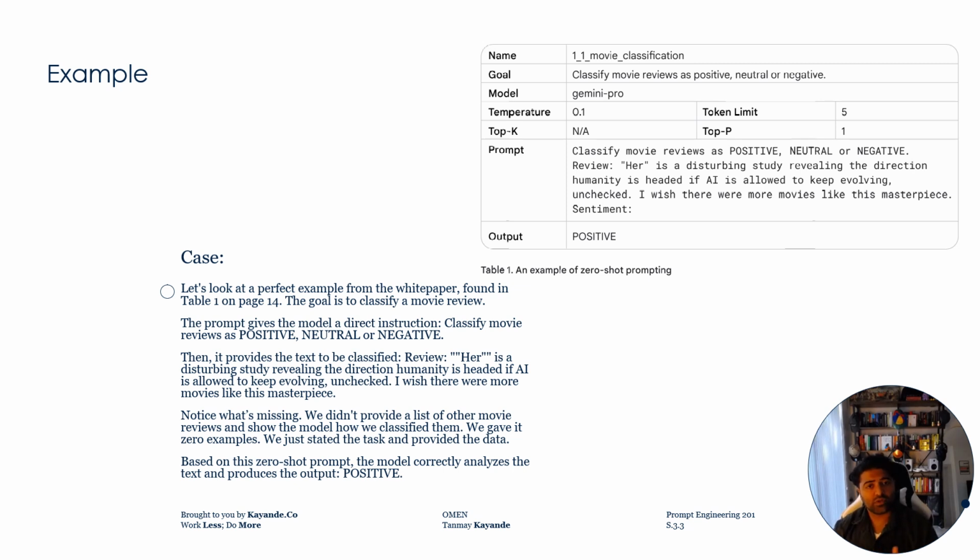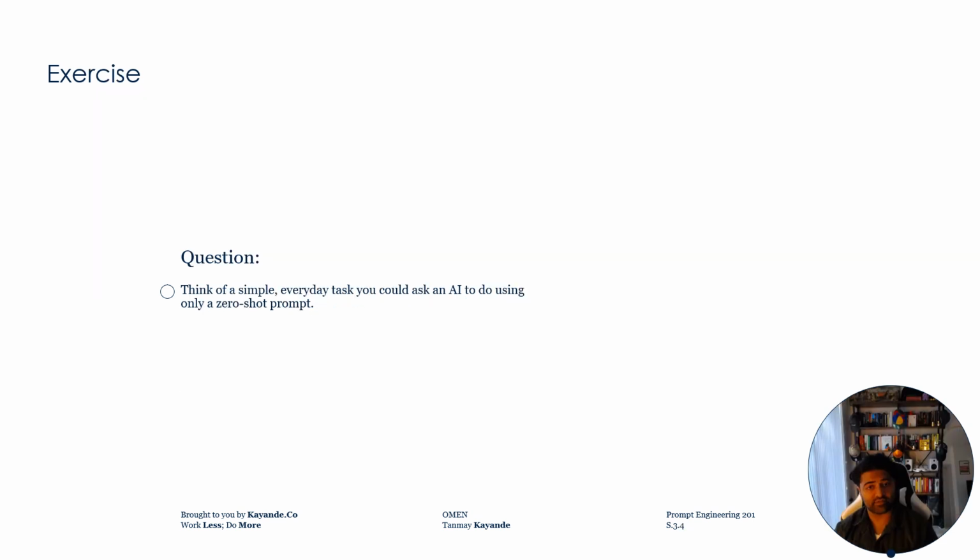And you'll notice what's missing here. We didn't provide a list of other movie reviews or show the model how we classified them. We gave it 0 examples. We just stated the task and provided the data. Based on this zero-shot prompt, the model correctly analyzes the text and produces the output: positive.